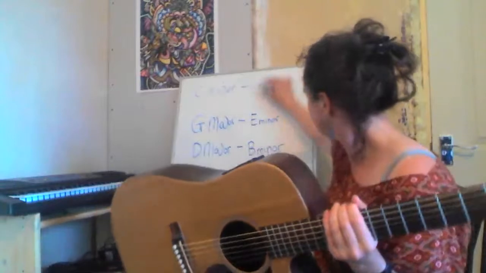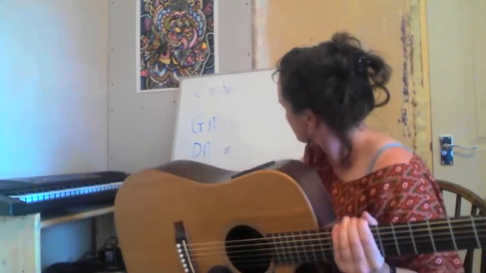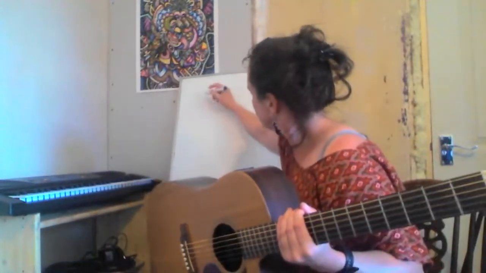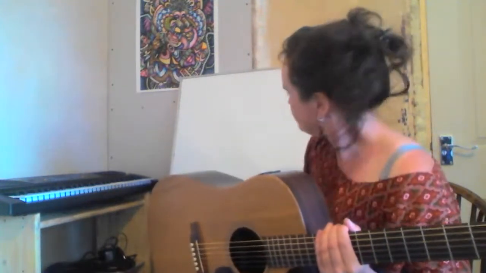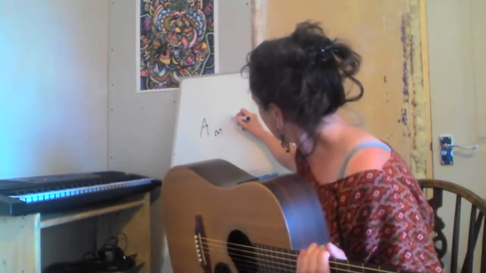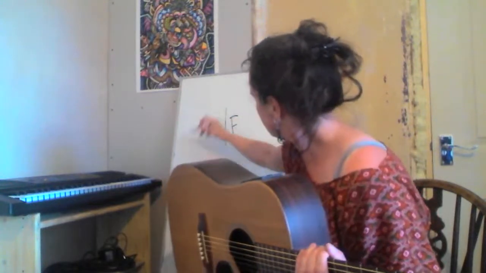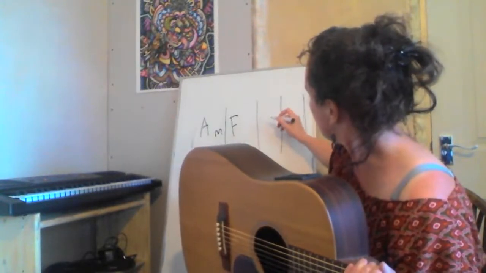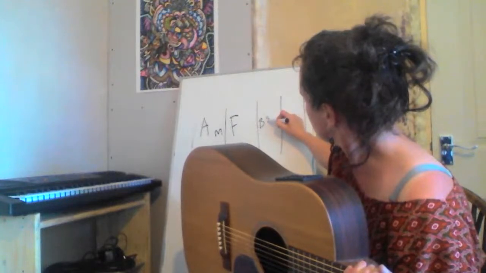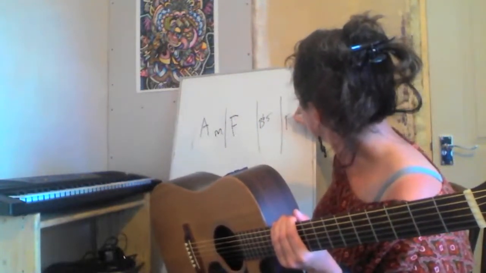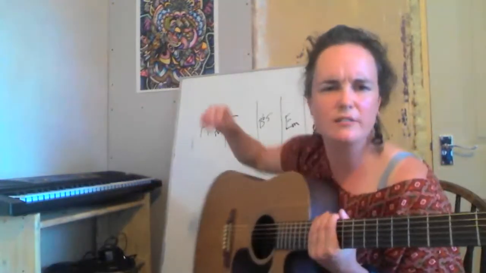So I'm going to write that on the board. So we've got, oh, I'll let that board dry off a second. Okay, A minor to F. Just going to put a line in between just to show a bar of each. A minor, F, B flat 5. And then I did an E minor. For a very, very moody, dark sounding chord progression.